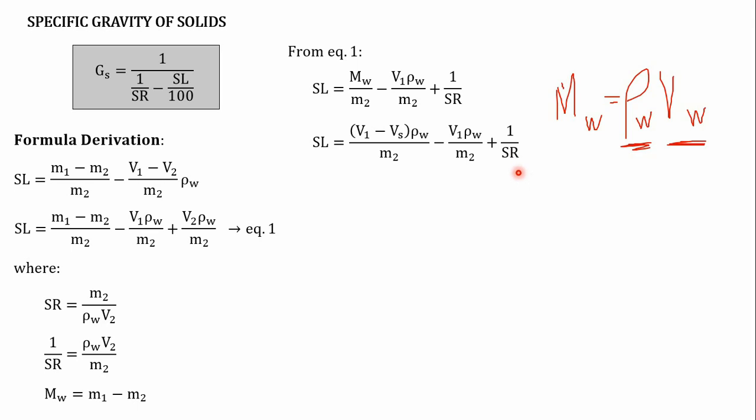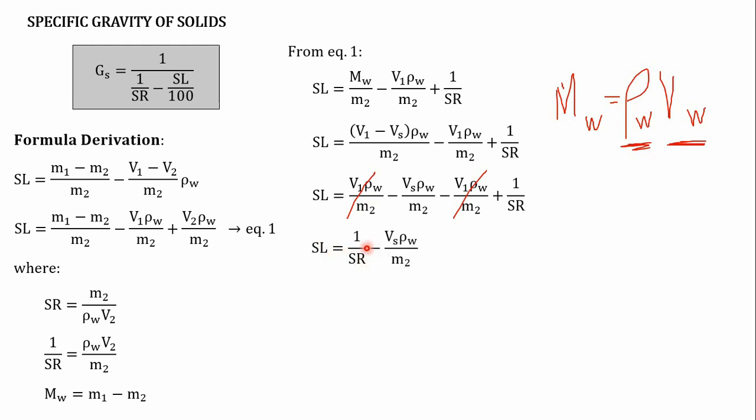Okay? And then, class, masiseparate itong term na yan. Masiseparate yan. At SL is equal to V1 density of water divided by M2 minus Vs times density of water divided by M2 minus V1 times density of water divided by M2 plus 1 over SR. And since similar term naman yan, class, okay, so therefore, makakancel out yan. Okay? So, therefore, class, our equation will be simplified in this term. So, SL is equal to 1 over SR minus Vs times density of water divided by the mass of oven dried soil, or M2.